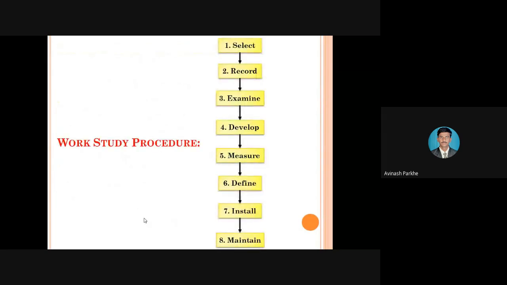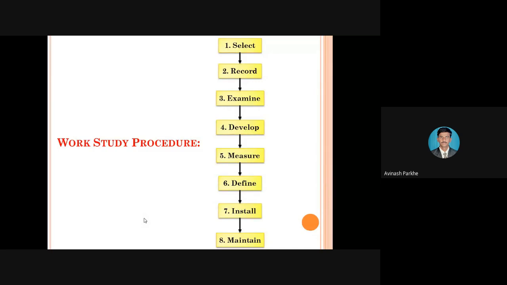Now in today's lecture we will discuss the important procedure, because if we have to apply the work study concept in an organization, which steps do we have to follow? We have discussed that work study is further divided into two types, method study and work measurement. But if I have to modify the existing process, or develop a new method, what will be the procedure? Which steps do I have to follow in the industry, due to which the modification takes place, and the measurement of standard time also takes place?